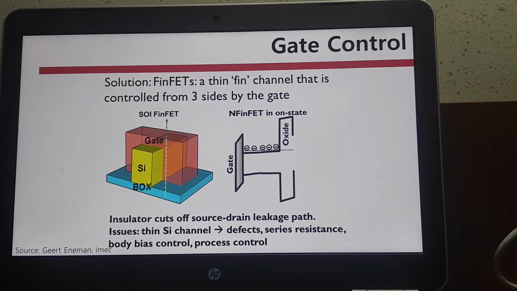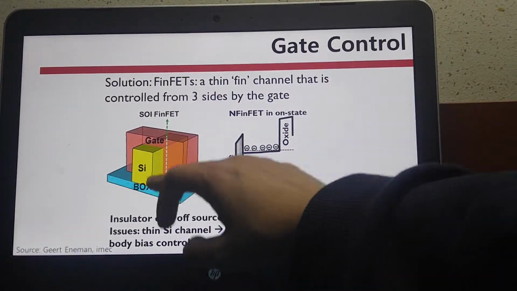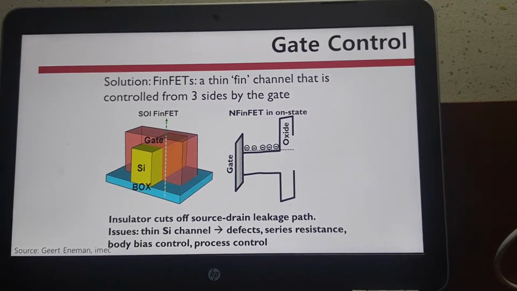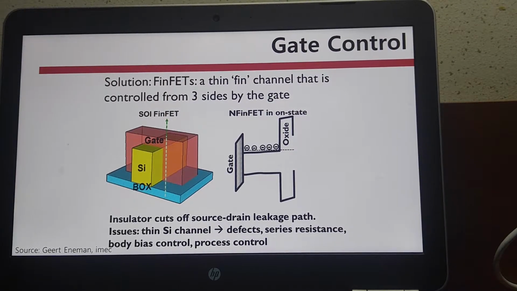And since 2010, we started using multi-gate structures such as FinFET, as you can see in this PPT. It is controlled from three sides by the gate, as you can see in this diagram, and this is the channel. It cuts off source-drain leakage paths, but some other issues still exist. Defect and series resistance are two of the problems. We have to eliminate the SOI substrate for economical benefit.